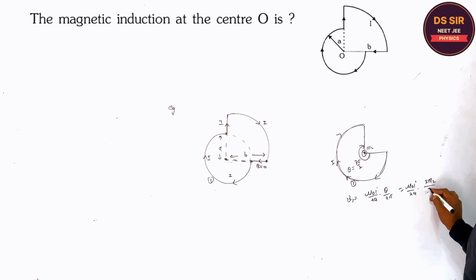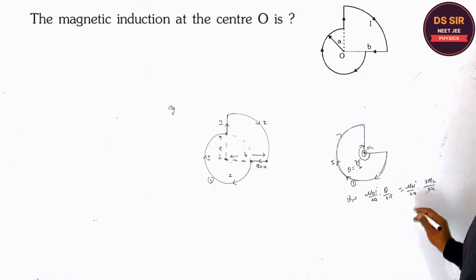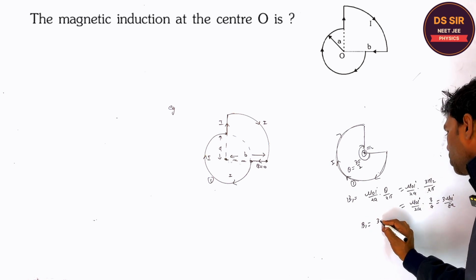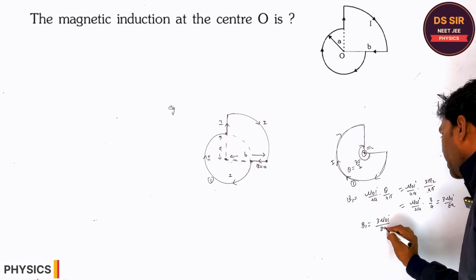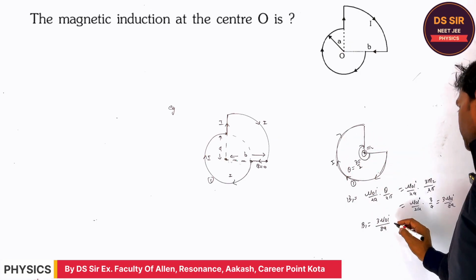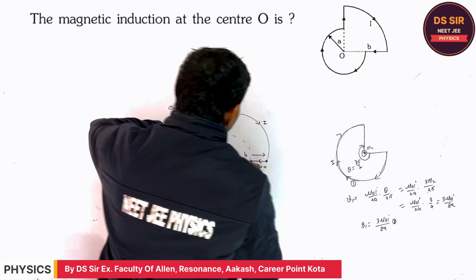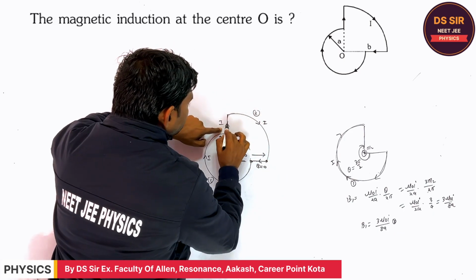Is it clear or not, you tell? Yes. Oh, sorry, it is 2 pi. So the answer will be mu naught upon 2a times 3 upon 4, that is 3 mu naught I upon 8a. Is it clear? Yes. B1 is equal to 3 mu naught I upon 8a. And the direction is into the board. Right.